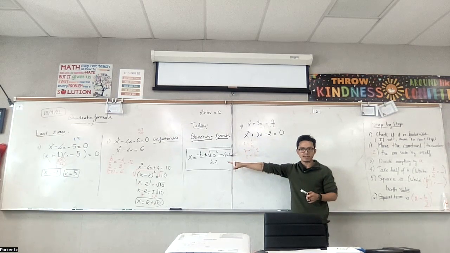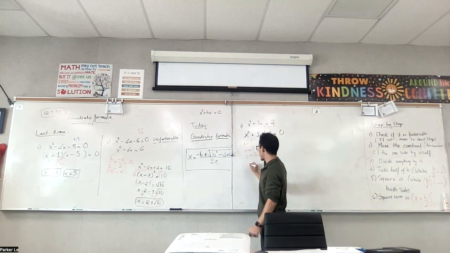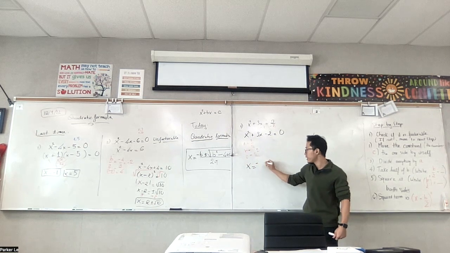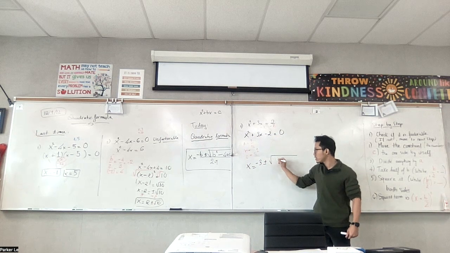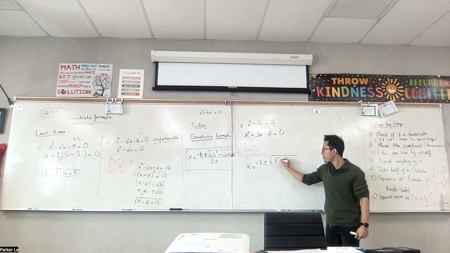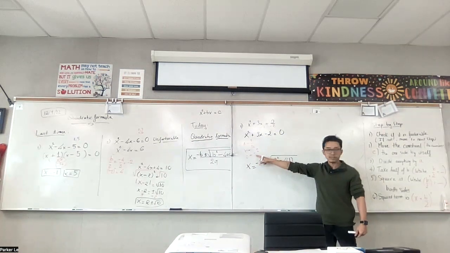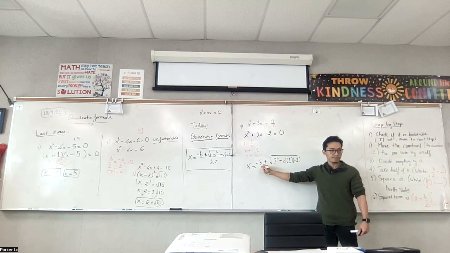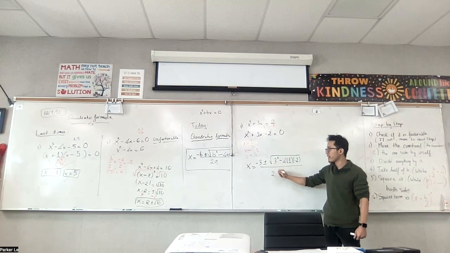So now just plug it in here. What you need to do for the quadratic formula is just plug it in. Okay, so x equal to negative b, negative 3. What next? Plus minus the square root of 3 squared, minus 4 times a, which is 1, times negative 2, because negative 2 is c. Next, divided by 2a. So 2 times 1.